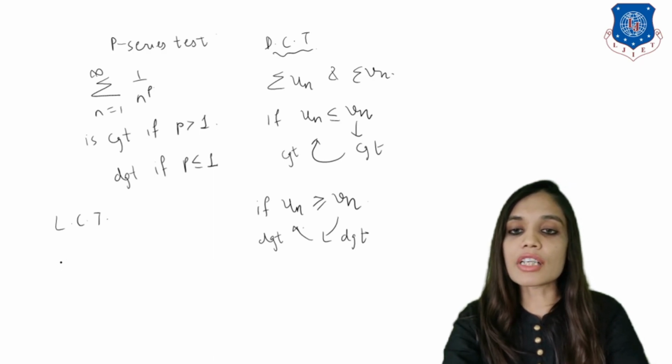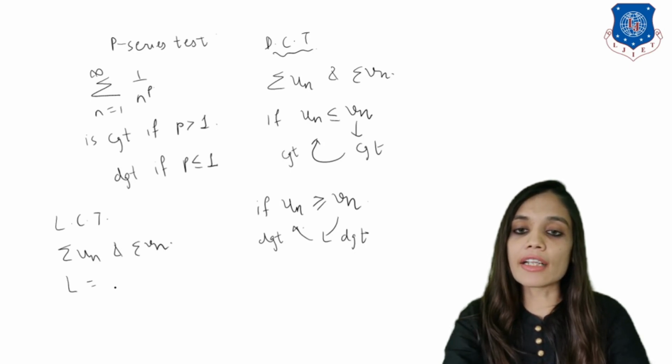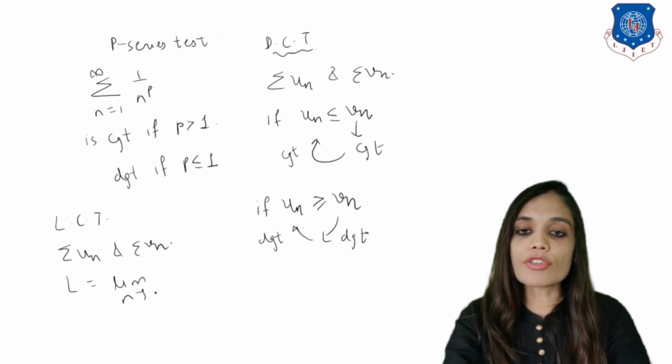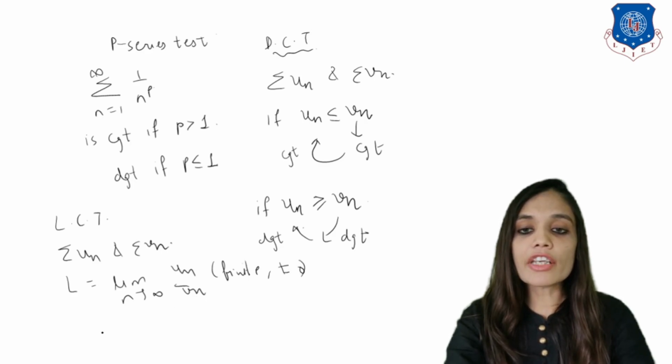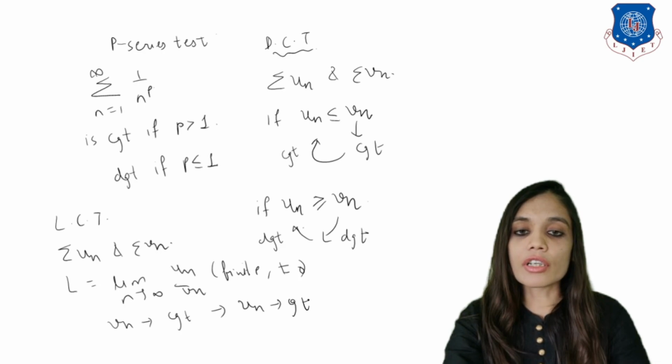Next we have studied the limit comparison test, right? So here firstly we are given two series Un and Vn. We have to first find L, that is equal to the limit n tends to infinity of un upon vn. This should be finite and not equal to 0. Now if vn is convergent, then our un will also be convergent. And if our vn is divergent, then our Un is also divergent.